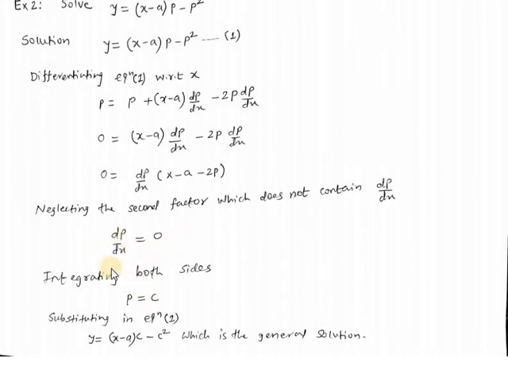So if we take integration, that is integration of dp is equal to integration of 0, so integration of dp is p, equal to a constant c. Now substituting in equation 1, if we put the value of p in equation 1, we will get y is equal to (x minus a) into c minus c square, which is the general solution.